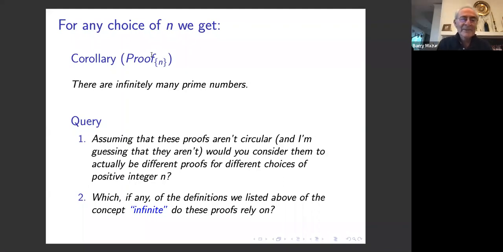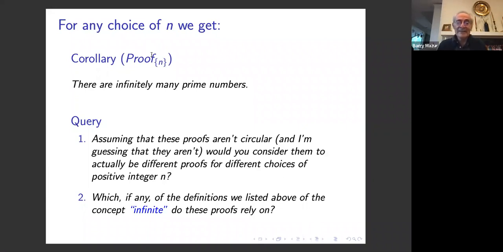Now, I have a query. Well, I call it query because it's not a specific mathematical question. I just want to begin musing about these things. Assuming that these proofs aren't circular, and they certainly aren't, I think, would you consider them to be different proofs for different choices of positive integer n? In other words, do we have infinitely many different proofs?